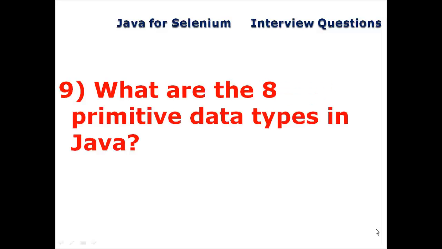Next, what are the 8 primitive data types in Java? Integer data types, byte 8 bits, short 16 bits, int 32 bits, long 64 bits. Rational data types, numbers with decimal places, float 32 bits, double 64 bits, characters char 16 bits, conditional boolean.